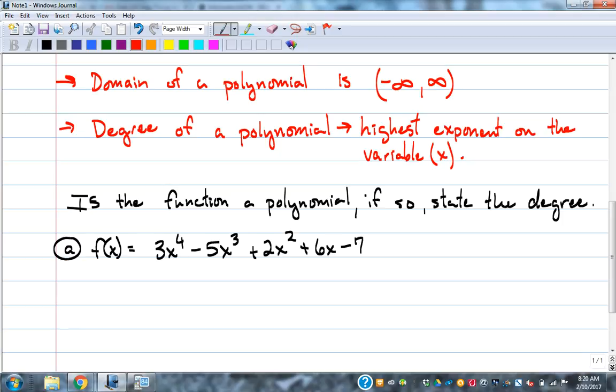Non-integer. Okay, so all the exponents on the variables are integers: 4, 3, 2, 1, 0. Those are nice integers. There's no variables in the denominator. So it satisfies those two rules. So it is a polynomial, and the degree is 4. Easiest thing you've done all year.